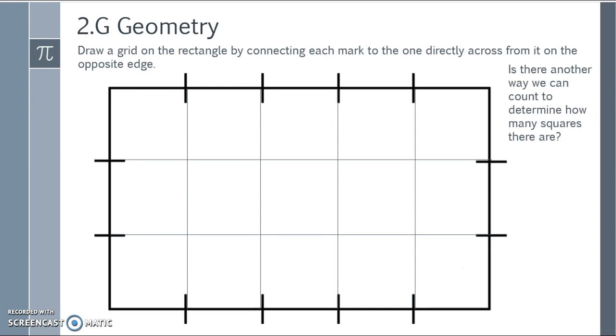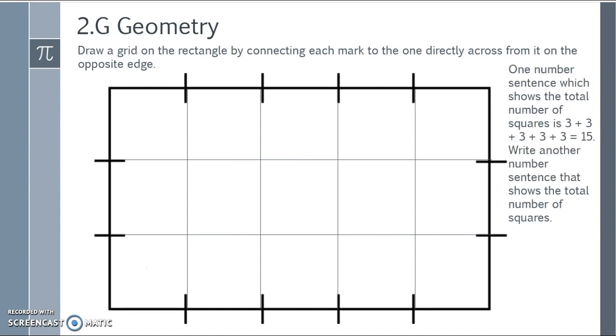Is there another way we can count to determine how many squares there are? Well, instead of going by rows, perhaps we can go by columns. So we can count by 3. 3, 6, 9, 12, 15. Special note that at this age, students aren't required to know how to count by threes, but it's a good opportunity to show that that pattern does exist.